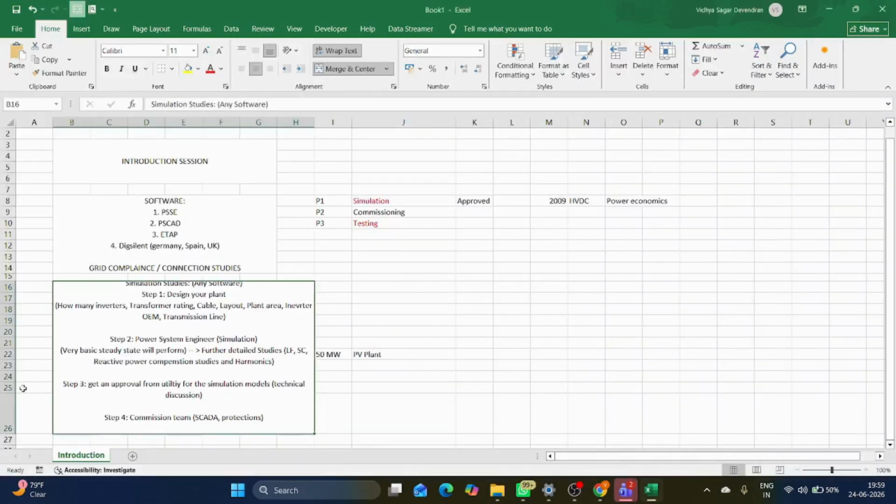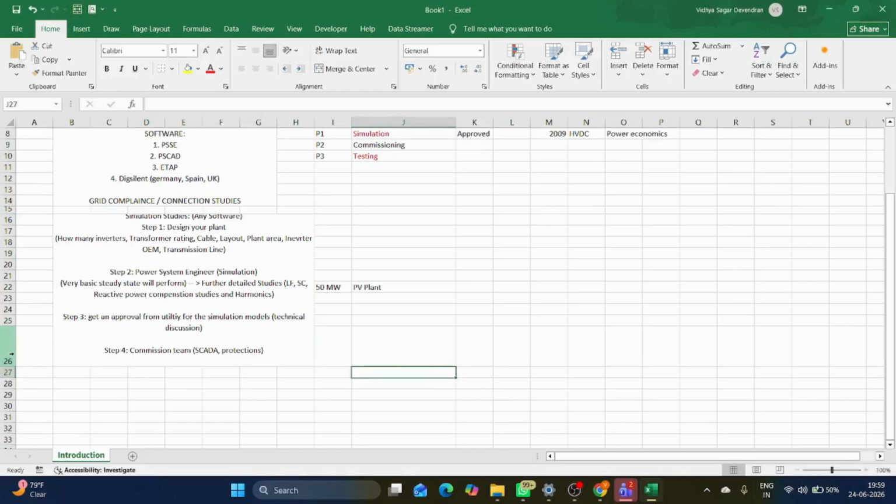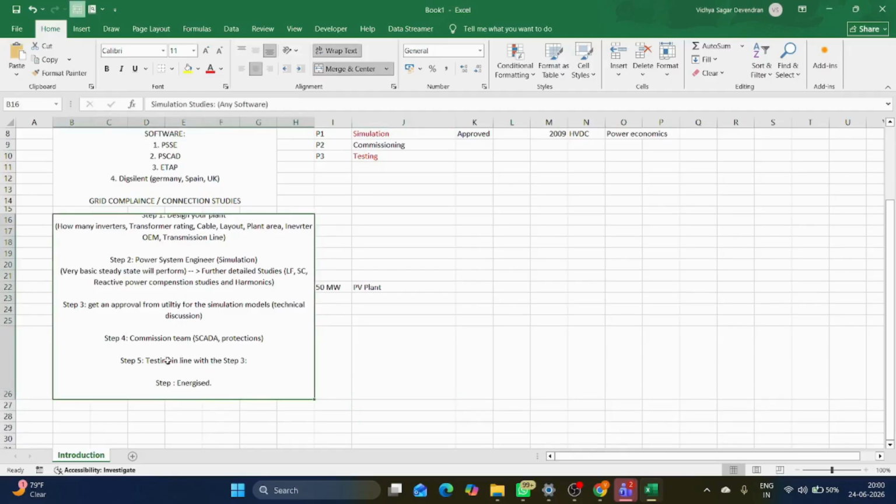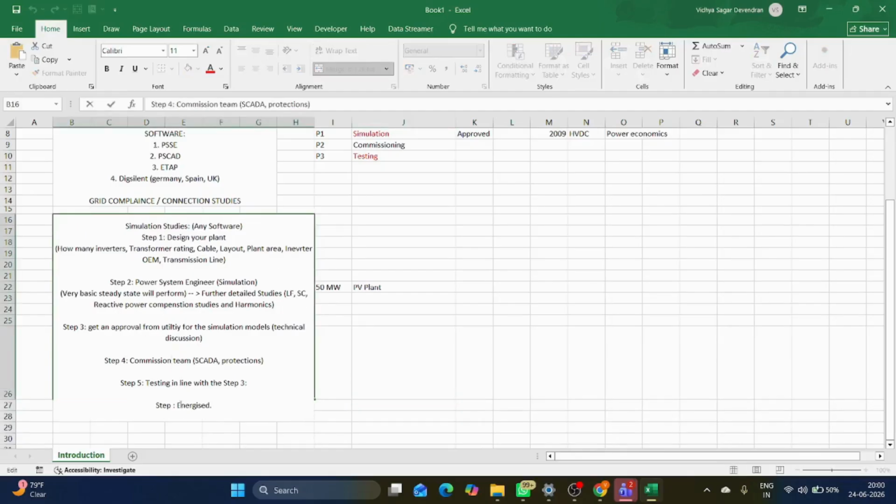As I told, if anything is not validated, then again we need to go to the previous steps. Testing should be in line with step three. If not, model tuning may be required.